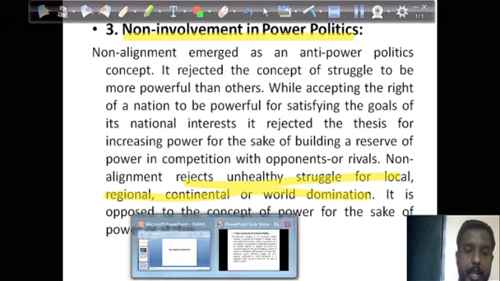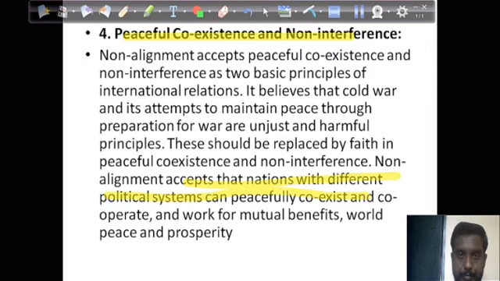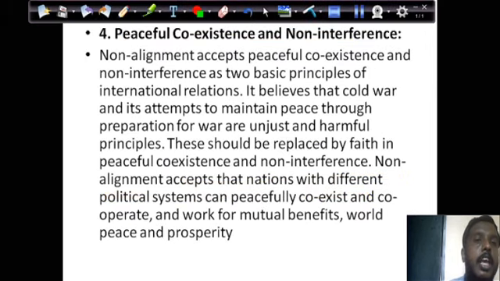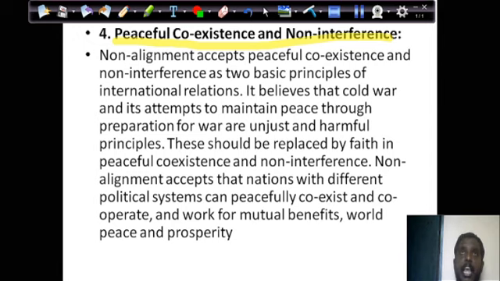Moving to the next slide. The fourth one is peaceful coexistence and non-interference. This is a part of India's Panchashil also, that we should allow other countries to peacefully coexist, and we should not even interfere in the internal affairs of another country. So non-alignment accepts peaceful coexistence and non-interference as the two basic principles of international relations.